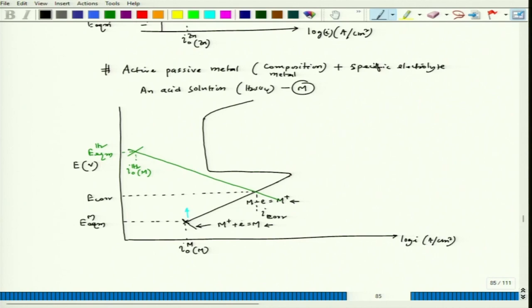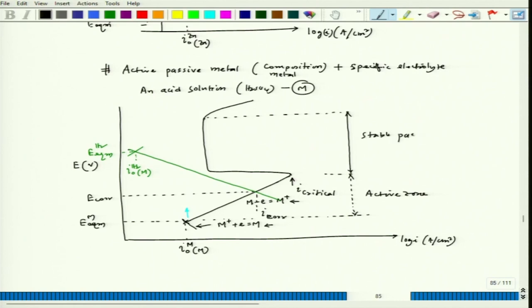And as we know, the active zone is... so this is my I critical, and from I critical to the E equilibrium, this potential range is the active zone. And the next part, till the transpassive zone starts, that zone is called the stable passive zone. We'll see later, that is the zone which we can also term the protection zone. And beyond that, we have transpassive.